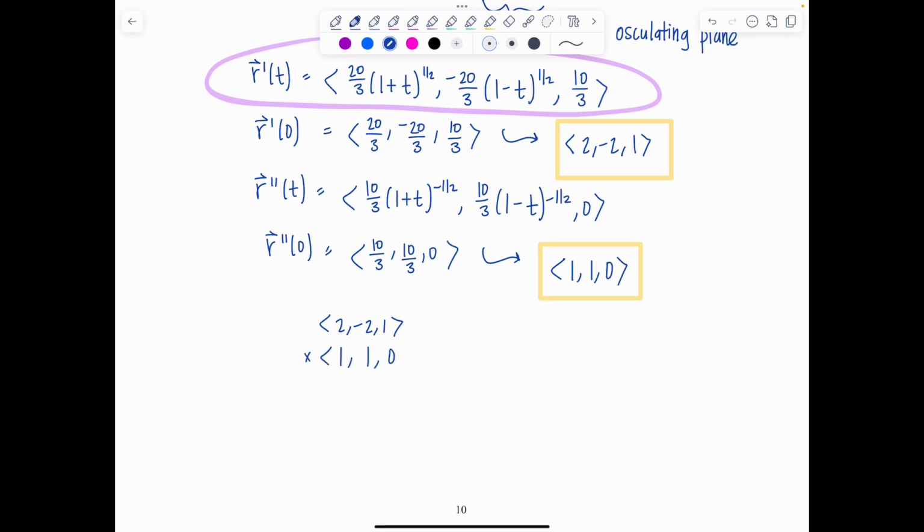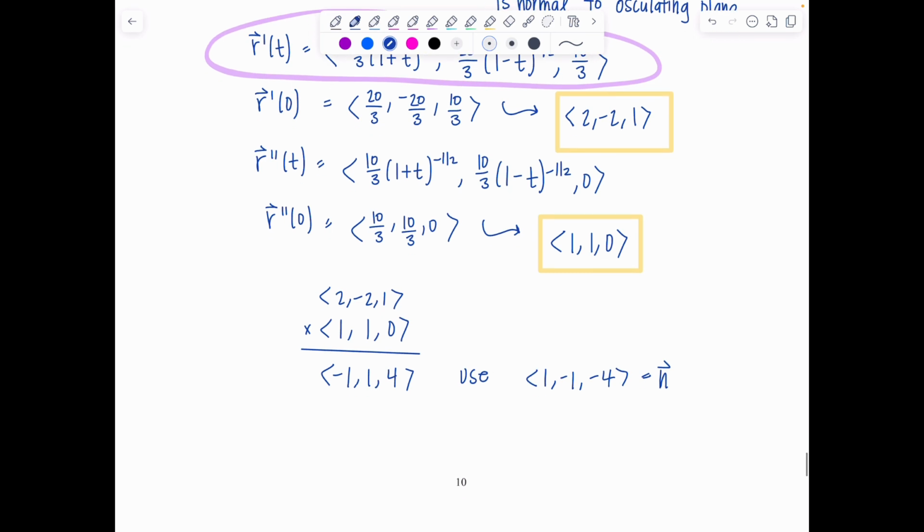But look, I can cross them so easily. Negative 1, 1, 4. Okay, that's cute. Instead, though, I want the x always positive, so I'm going to use 1, negative 1, negative 4. If they didn't do that, it was fine. I just like to do it for cleanliness purposes. Okay, so that's my normal vector to the plane. That's parallel to the binormal vector. Good enough. I can use it for my osculating plane.